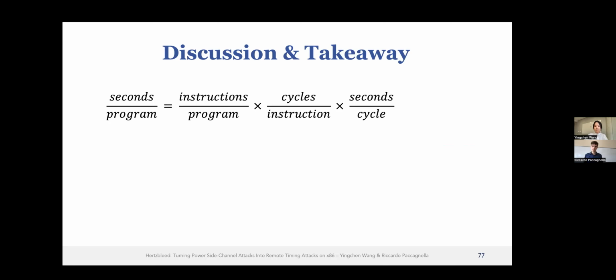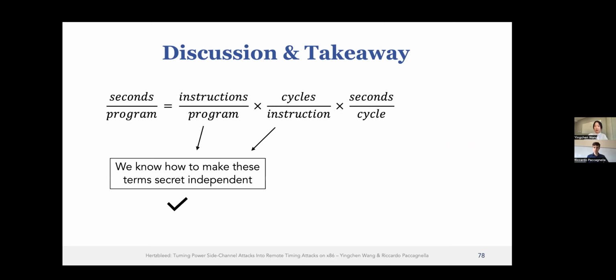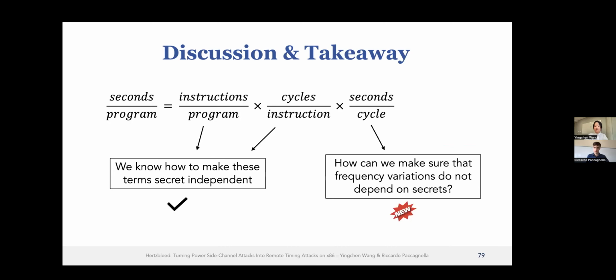Here's another way to think about it. There are three factors that influence the program execution time: instructions per program, cycles per instruction, as well as seconds per cycle. Note that the third factor is actually the inverse of frequency. All previous timing attacks exploit the first two factors, and all previous constant-time programming principles address the first two factors. However, Hertzbleed targets the third one, and that's why the current constant-time programming principles are insufficient. How can we make sure that frequency variations do not depend on secrets?